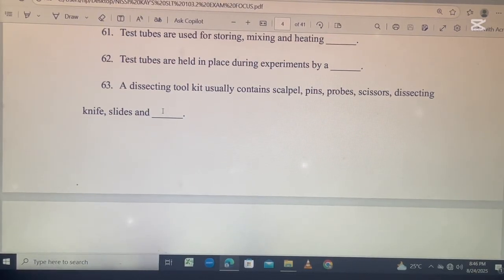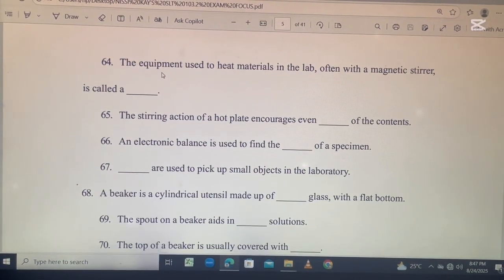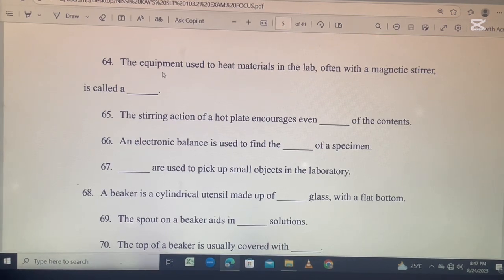Now, the next question, a dissecting toolkit usually contains scalpel, pins, probes, scissors, dissecting knife, slides, and of course, cover slips. Cover slips. That's the answer to number 63. So, the next question, the equipment used to heat materials in the lab, often with a magnetic stirrer, is called a hot plate. Now, the stirring action of a hot plate encourages even heating of the content, not just stirring.